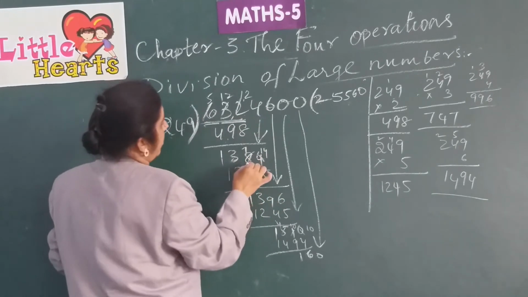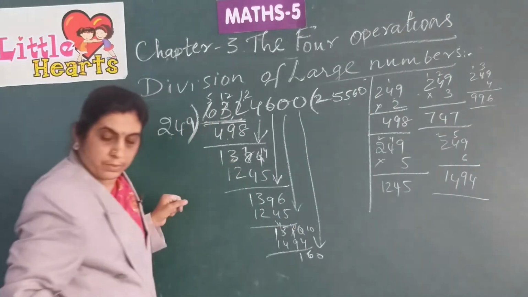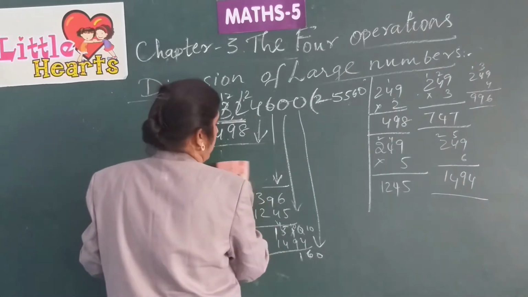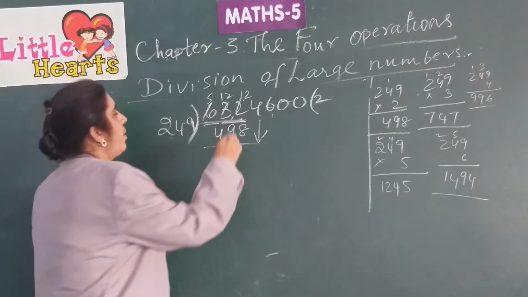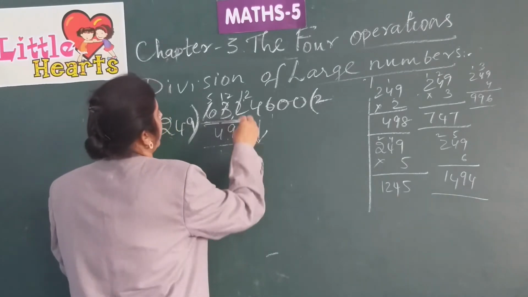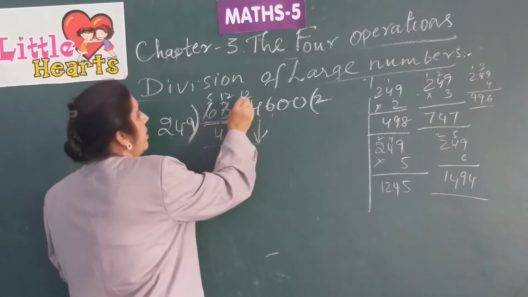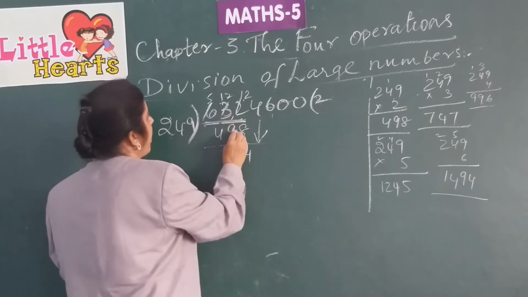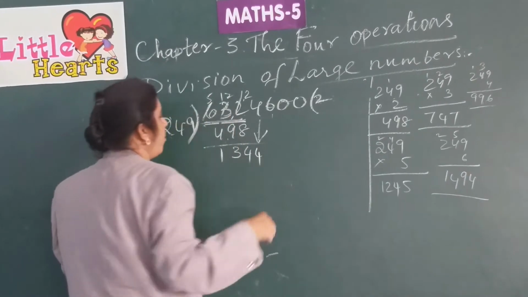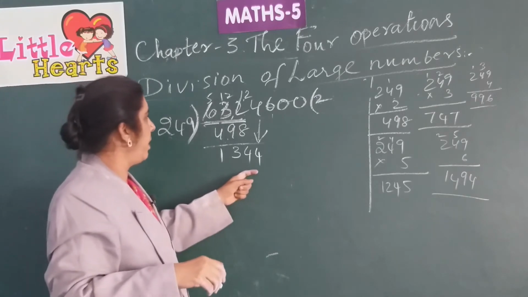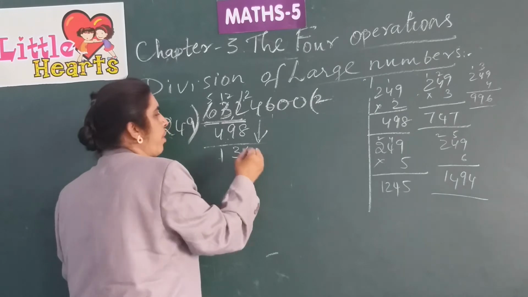12 minus 8 is 4, and 12 minus 9, as it is 3, it becomes borrowed 1, so it becomes 2 and becomes 12. 12 minus 9 is 3, and 5 minus 4 is 1. Bring down 4 now. 134 is the remainder after subtraction, 4 we have brought down.